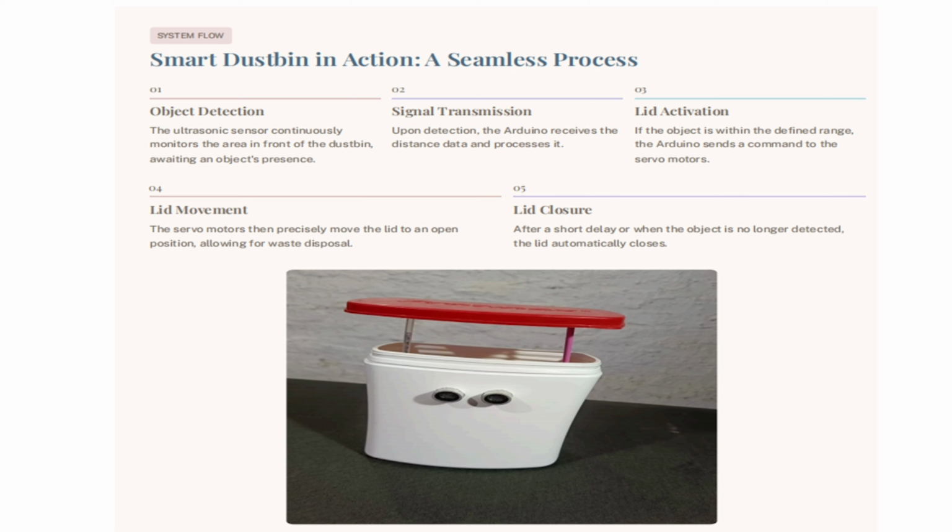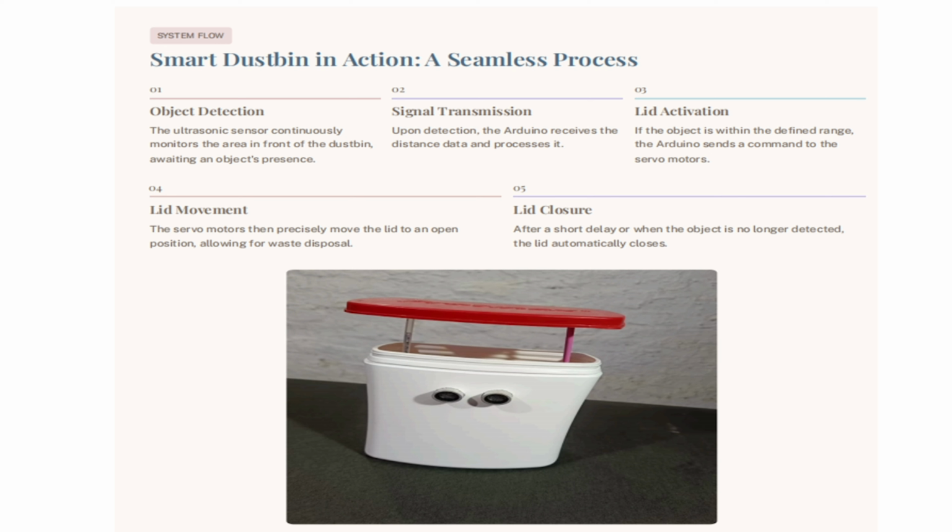Object detection. The process begins with the ultrasonic sensor, which acts as the system's eye. It continuously monitors the area directly in front of the bin, waiting for the user's approach. Look at this image. This is the ultrasonic sensor.